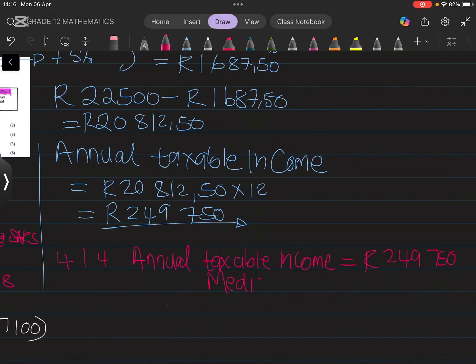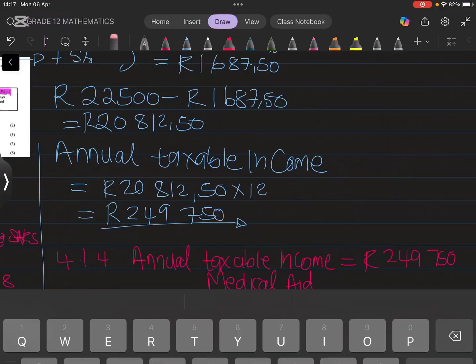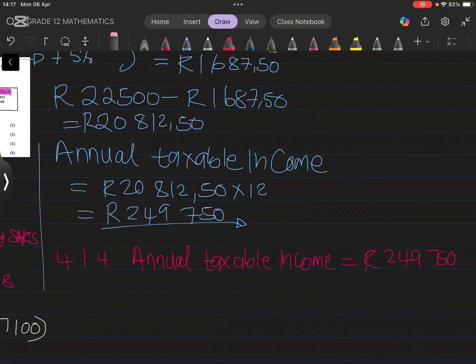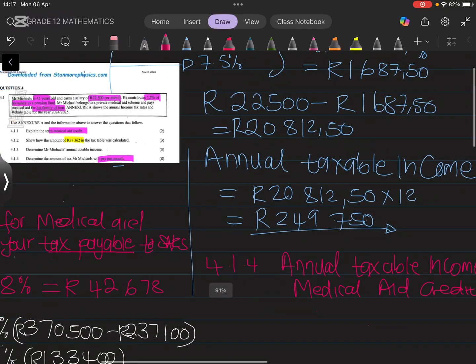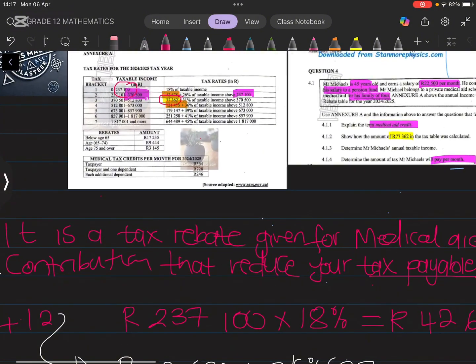Okay, let's say the medical aid credit, that will be, let's go to the medical aid bracket. He has a family of 4.